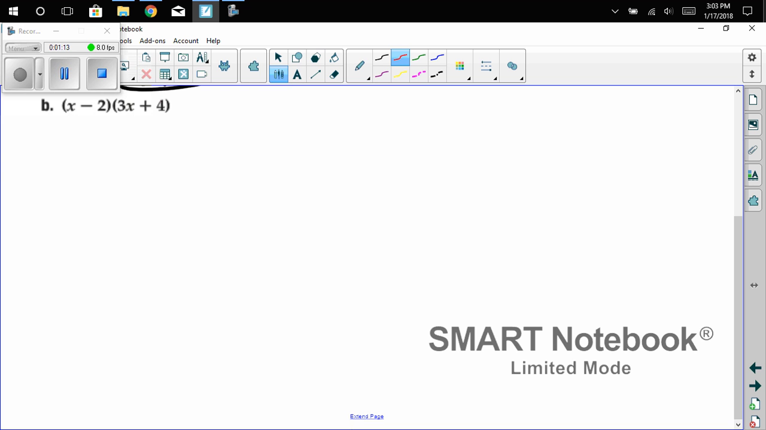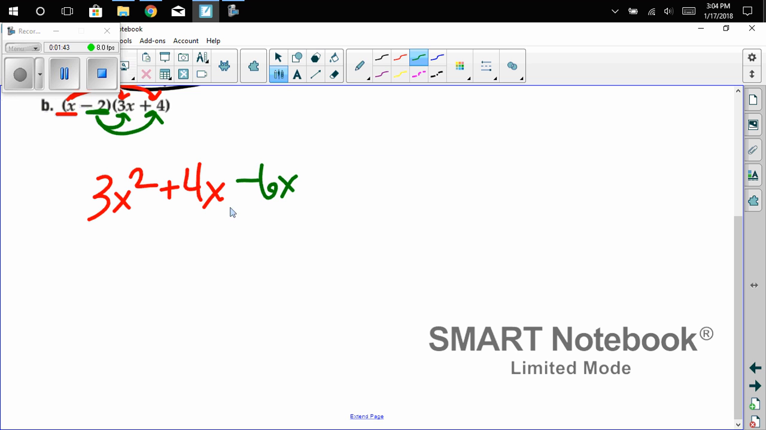Okay, double distribution is the same idea, so that's the way I'm going to explain it here. That's when we take the first thing and we distribute it to both things in the second. So we're just going to distribute this using the distributive property. So x times 3x is 3x squared. x times 4 is 4x. Then I take the second thing in the first one and I distribute it to both in the second binomial. So negative 2 times 3x is negative 6x. Negative 2 times 4 is negative 8. Again, combine like terms. 3x squared minus 2x minus 8.